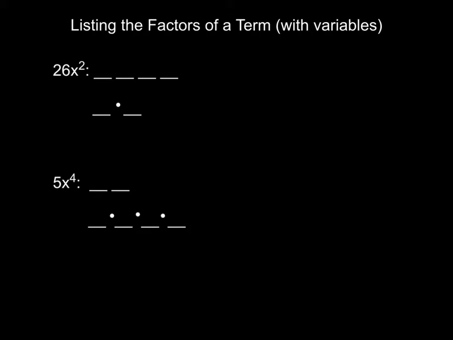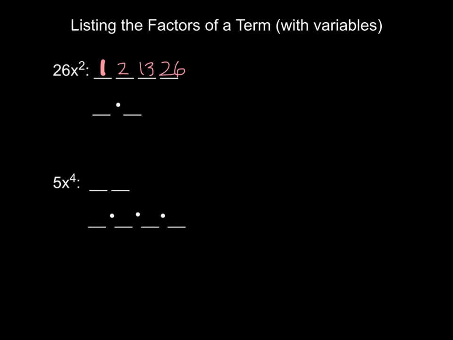So, like we've done in the past already, we are going to start by listing each of the factors of our number in the front here, the coefficient. So the factors of 26, well, we know that 1 is always a factor, and it's 1 times 26. We also know that 26 is divisible by 2. 2 times 13 is 26.